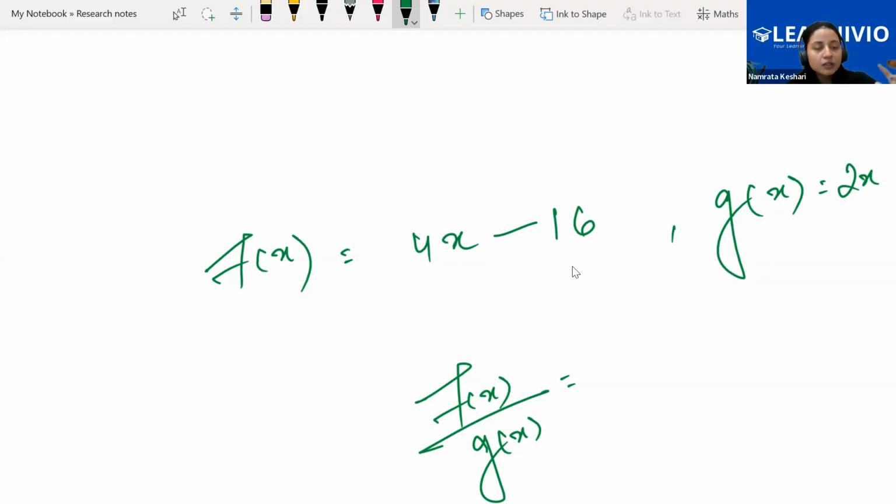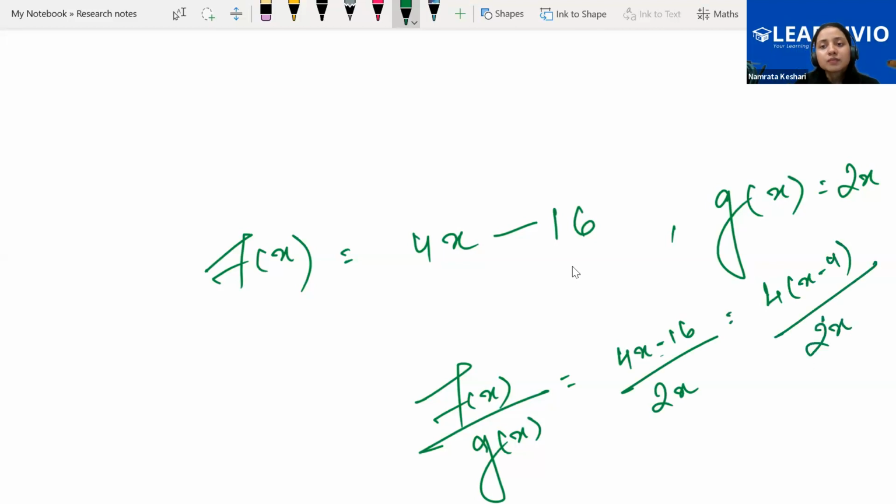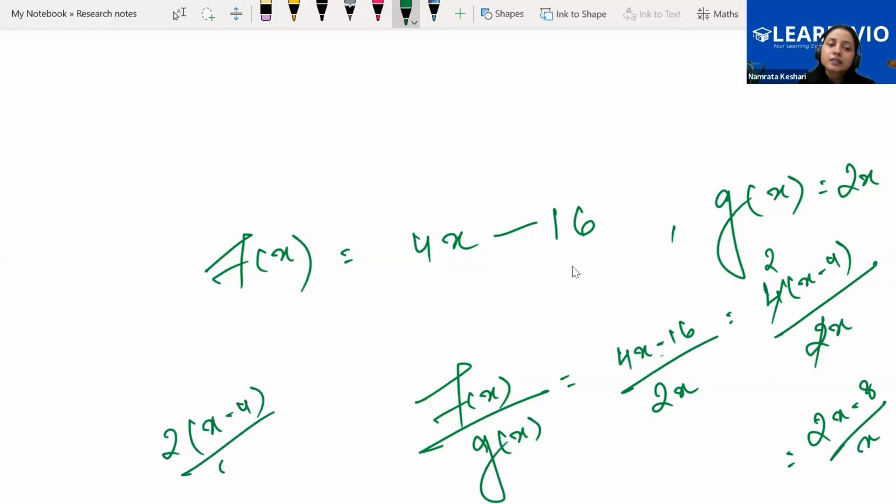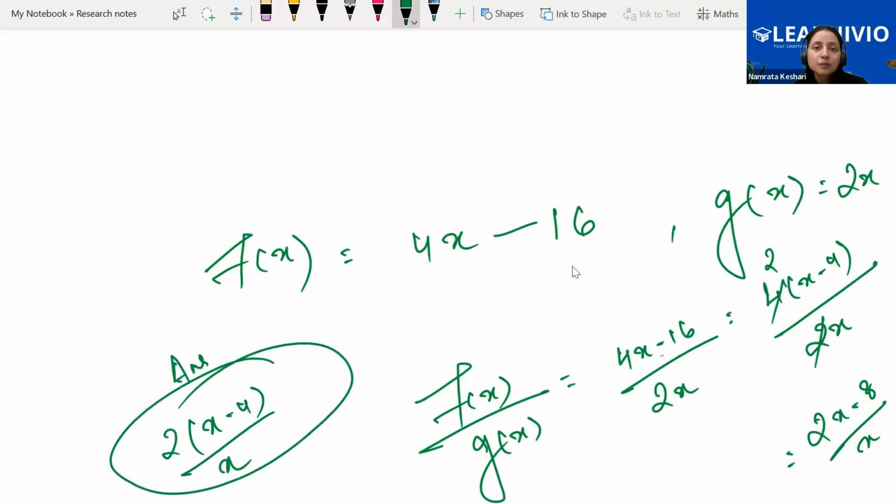Can you tell me what will be there? 4x minus 16 by 2x. We can take 4 common, so it will come out like this. Either you can write it like this, or you can write 2x minus 8 by x. Any confusion? Or you can also write 2 in bracket x minus 4, by x. It is the answer. Getting it? Ali, Alina and Naufal.